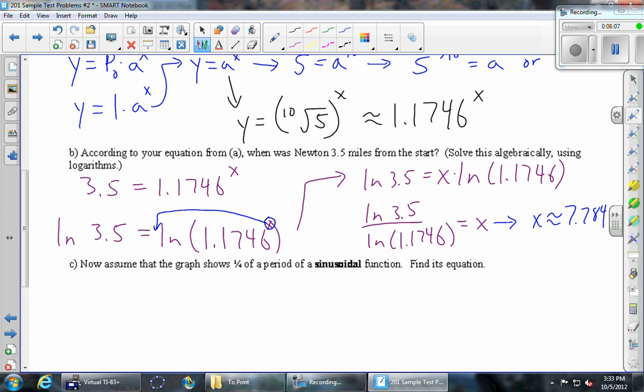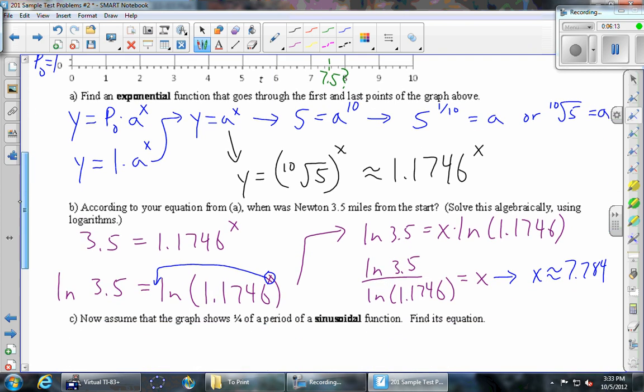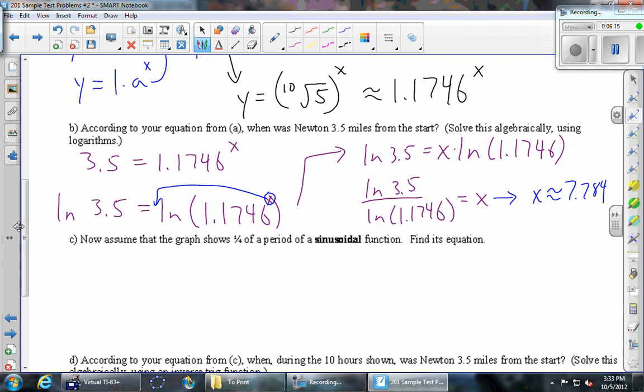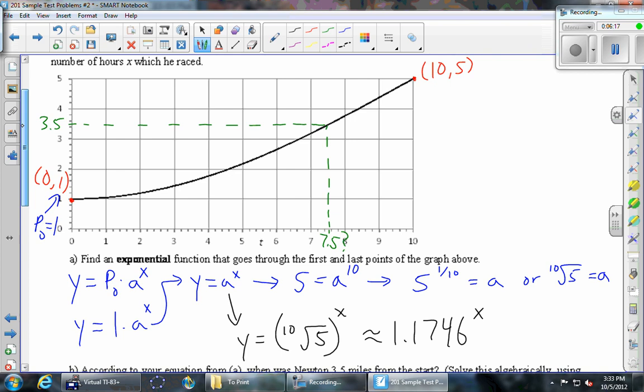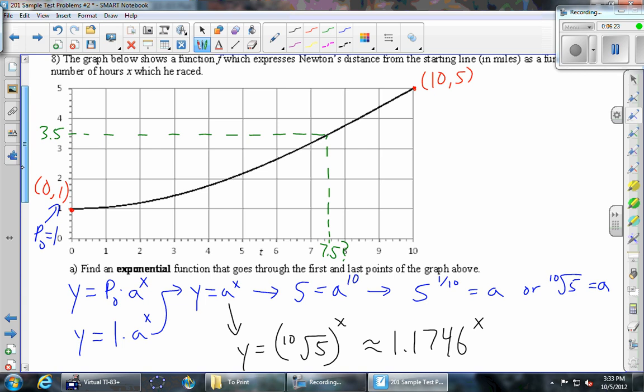And that is reasonably close to the 7.5 that we estimated from the graph in green. So how come it's not perfect? Well, because this graph is not necessarily the graph of an exponential function. All we did is find the exponential function that hits the first and last points, but it might miss the rest of the graph by a little bit or a lot.